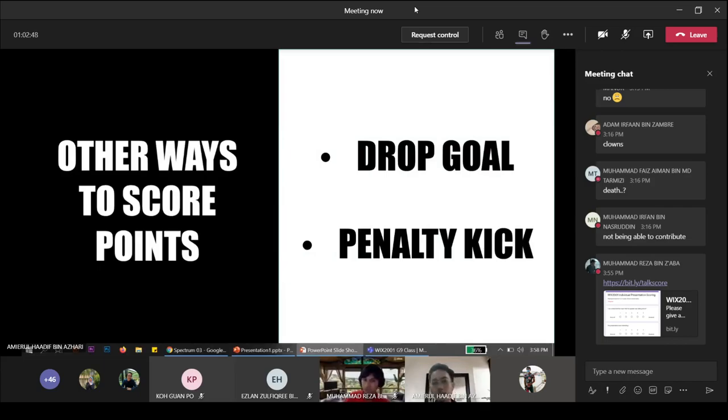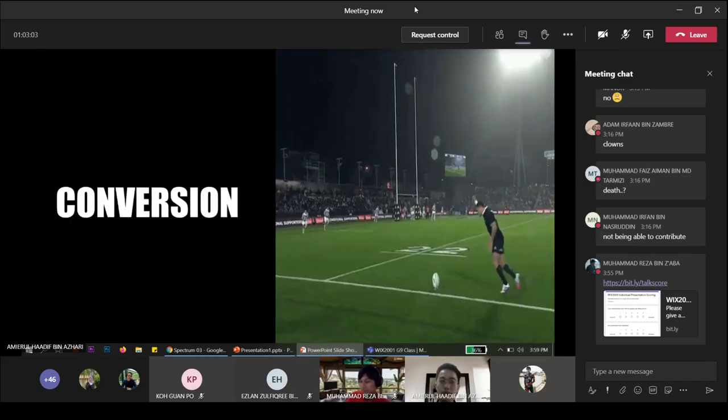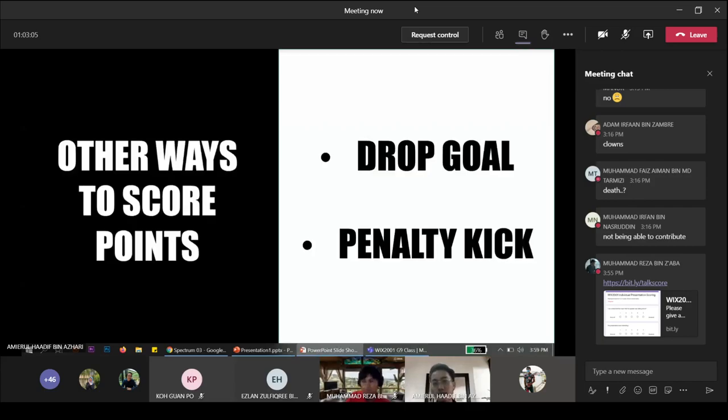So what is a drop goal? Drop goal is basically when the ball is in play, one of the players drops the ball and immediately kicks the ball inside the goalpost. And for penalty kick, it is almost similar to the conversion, but it happens when the opponent's team commits a serious foul play and your team gets rewarded a penalty.